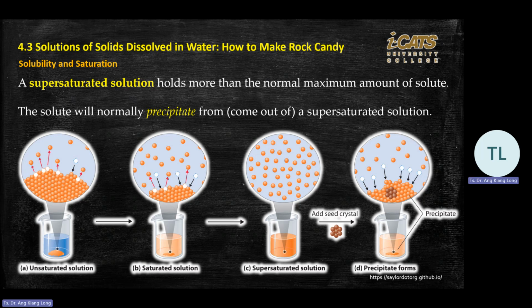How do you know it's supersaturated? There's a calculation. After you get the maximum amount, if the amount added is more than that number, then it will form a supersaturated solution. Then you need to explain what happens if you keep adding more solute. The answer is the solute will normally precipitate from the supersaturated solution. Any question so far? No, okay.